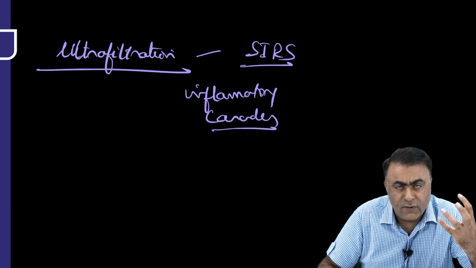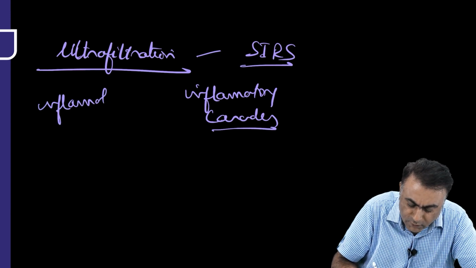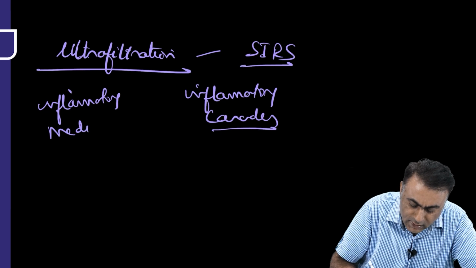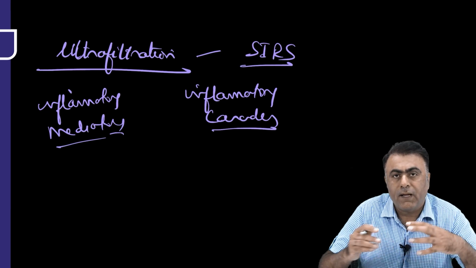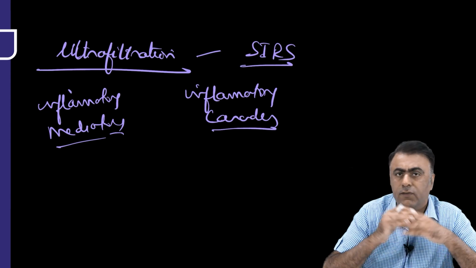So by ultrafiltration, we filter out these inflammatory mediators. So one important role of ultrafiltration is filtering out these inflammatory mediators. Because it activates the inflammatory cascade, that can lead to formation of inflammatory mediators, so we filter them.